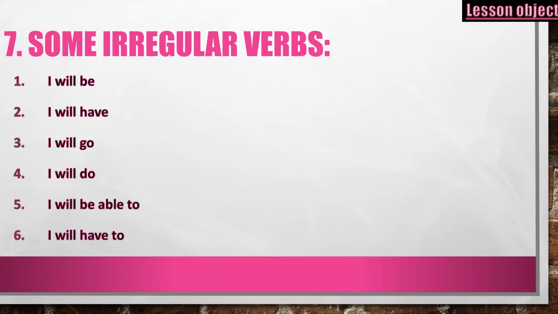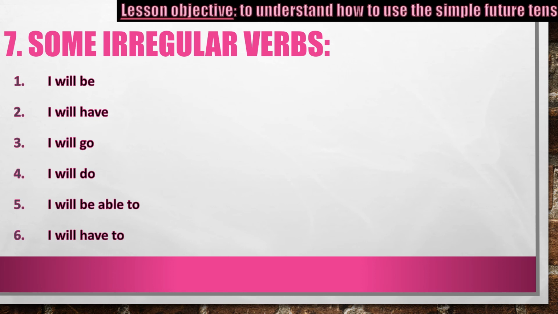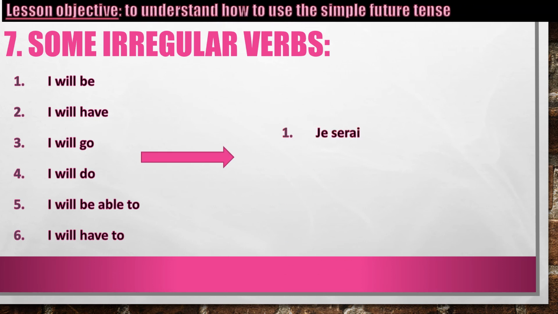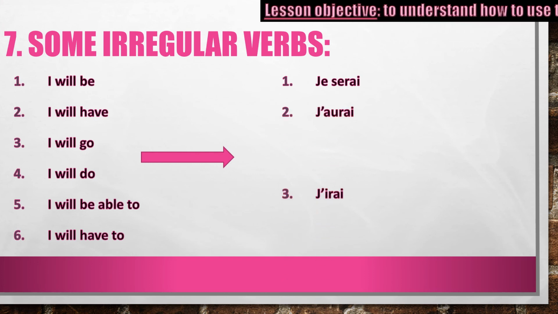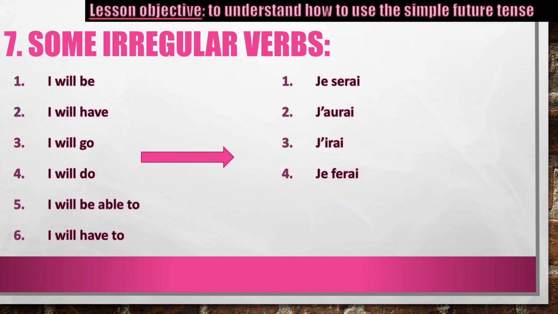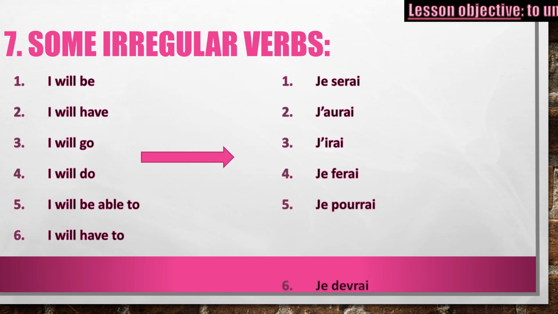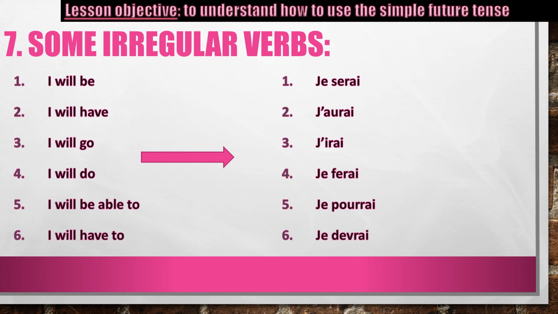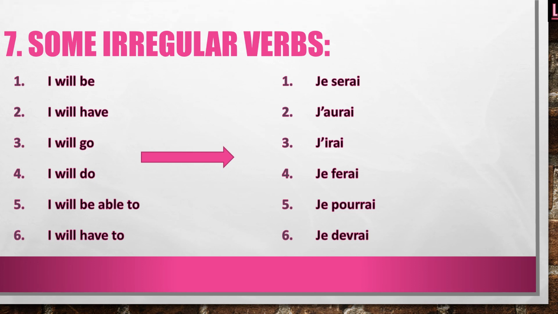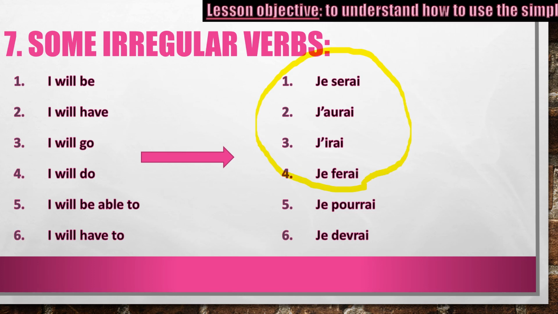There are always some irregulars. I'm not going to give them all to you, but it's important to have the main ones. So I will be in French, je serai. I will have, j'aurai. I will go, j'irai. I will do, je ferai. I will be able to, je pourrai. I will have to, je devrai. Like I said, not all of them, but the main ones you need.